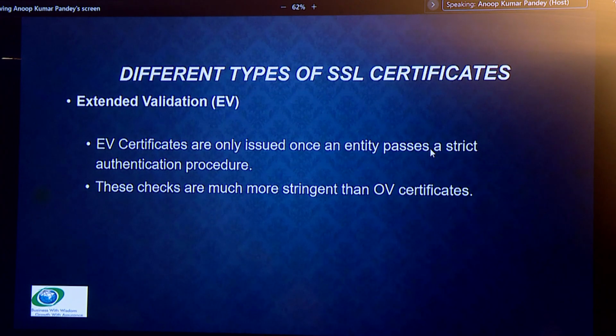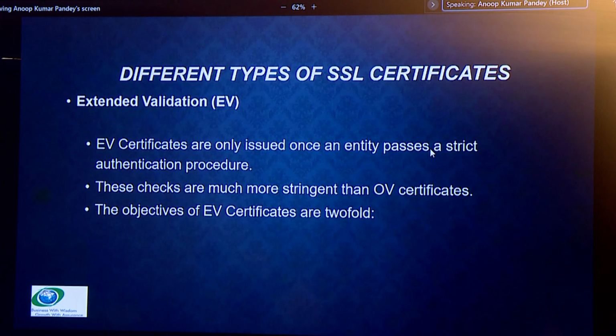There are strict validations considered. So these checks are much more stringent than an OV certificate. You don't just look at one domain, because there may be an international player also coming in for getting a certificate, so you may have to verify multiple domains for that. I think it's required for payment gateways. Payment gateways and all. Yes. So that's the reason it's an extended validation. You have an additional check done on it. So this is the additional criteria that will be used for it.